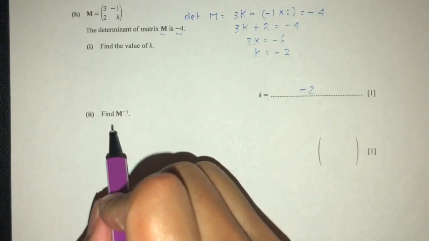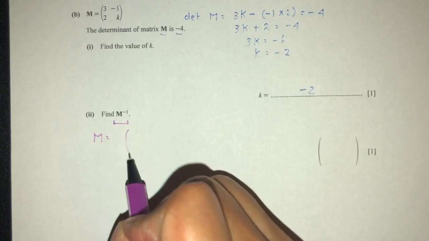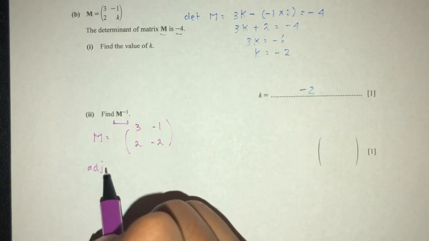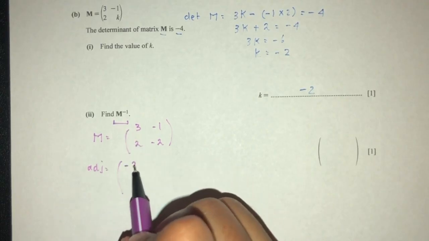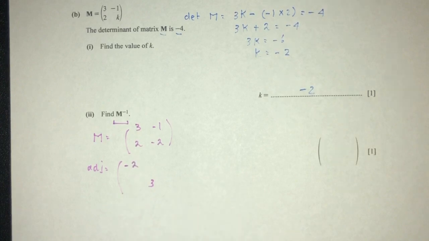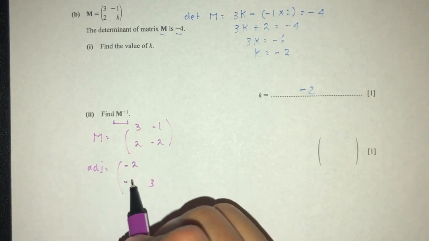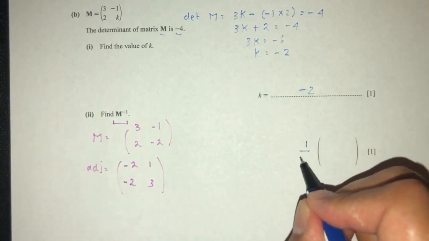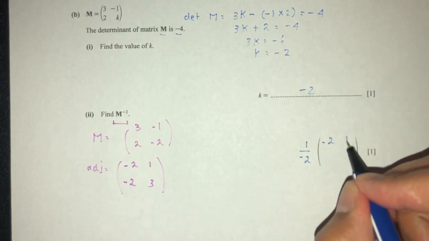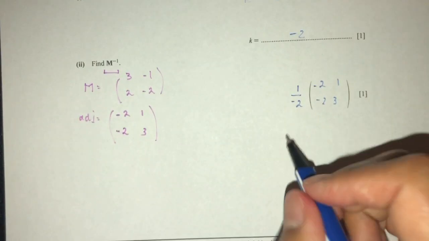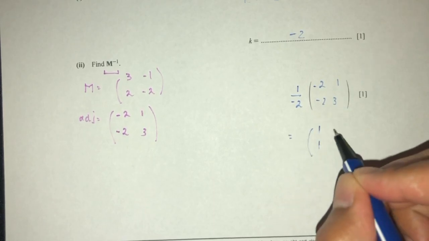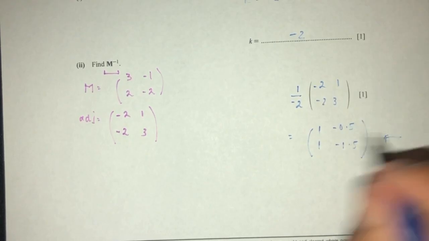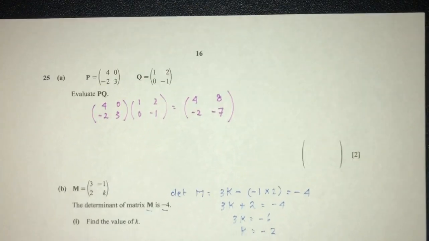Now we have to find M inverse, so pretty easy. Now we know M is now equal to 3, 2, minus 1, minus 2. What is the adjoint matrix of M? That will be minus 2, 3. Change the sign of those two, that should become minus 2, 1. So finally your inverse will be 1 over the determinant, which is this one, times this, which will be minus 2, 1, minus 2, 3. Again, if you want to simplify, you will have 1, 1, minus 0.5, minus 1.5. So this will be the inverse of M. And that will be your question number 25.